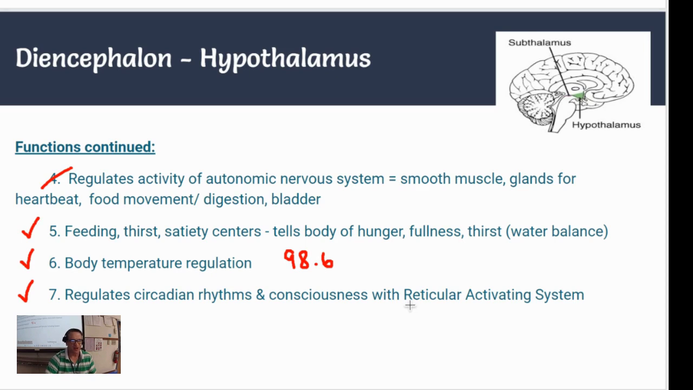And it works with something called the reticular activating system, or the RAS. Now, the RAS, reticular activating system, is located in the brainstem, the pons and the medulla mainly. When that's damaged, you go to sleep and you're unable to wake up. So you're kind of like in a coma. So it's the reticular activating system that arouses you from sleep.